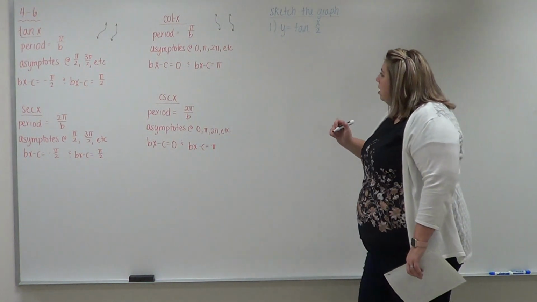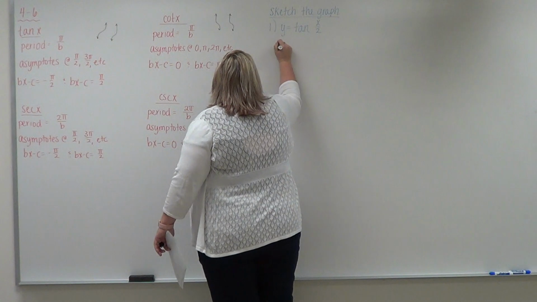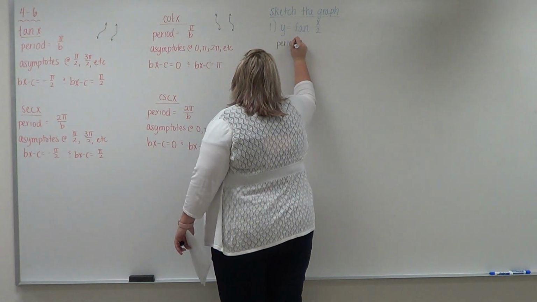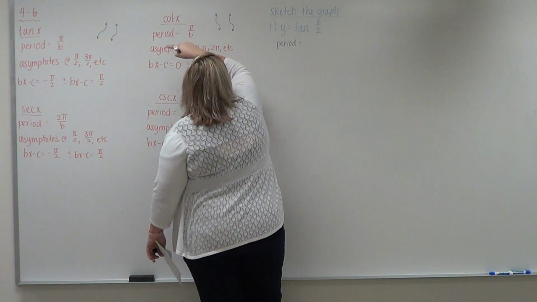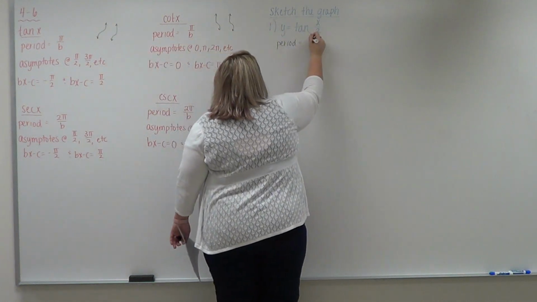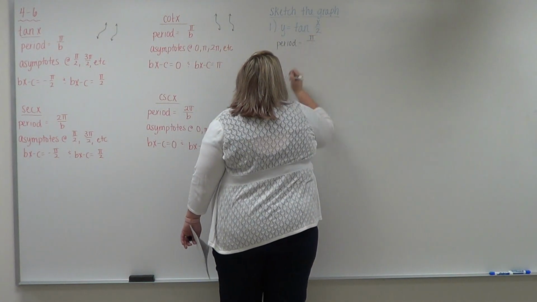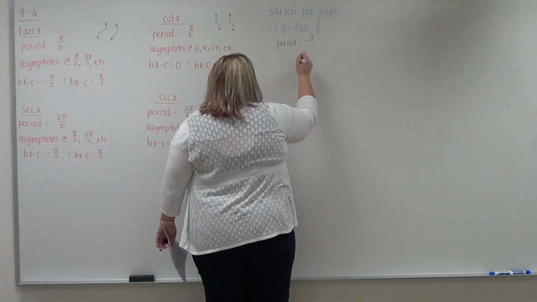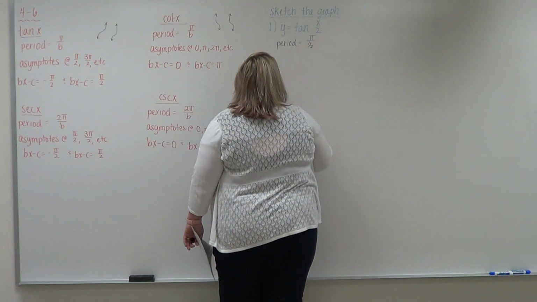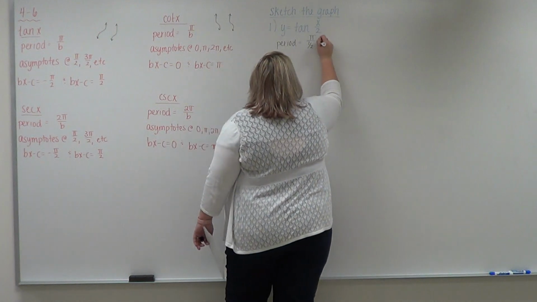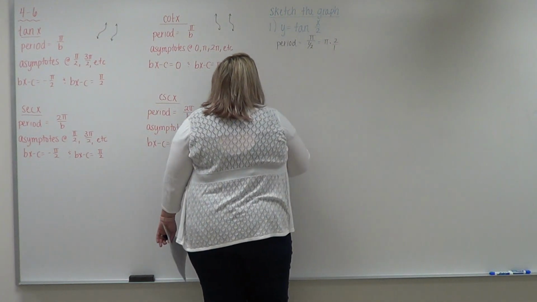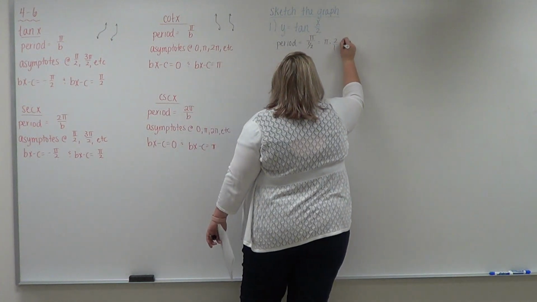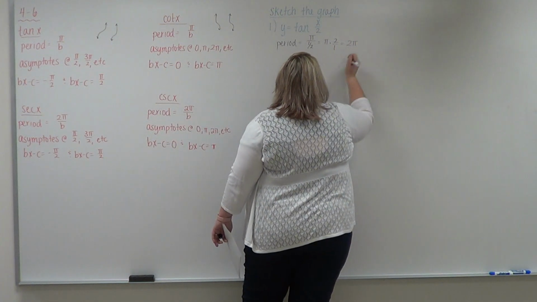Okay, so to find my period, I'm going to take pi, since we're doing tangent, divided by the number in front of x. My number in front of x is a half. So I'm going to take pi divided by a half, which is like multiplying by the reciprocal. So pi times 2, which would be 2 pi.